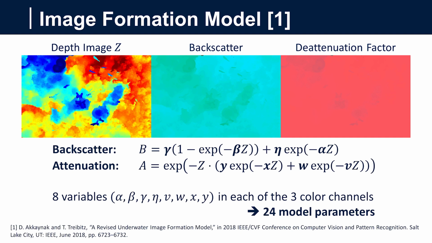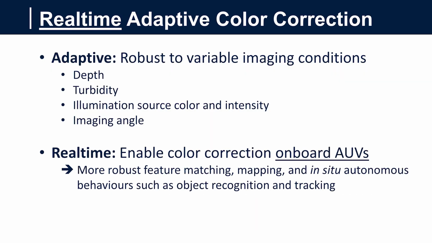In particular, prior work has found that double exponential models can accurately estimate backscatter and spectrally selective light attenuation across a wide range of lighting conditions and water body characteristics. To capture this variation, each of these models has 8 unknown parameters for each of the 3 RGB color channels. There has been significant progress in the development of algorithms which can identify the best model parameters from an image, enabling color correction that is robust and adaptive to changing conditions.